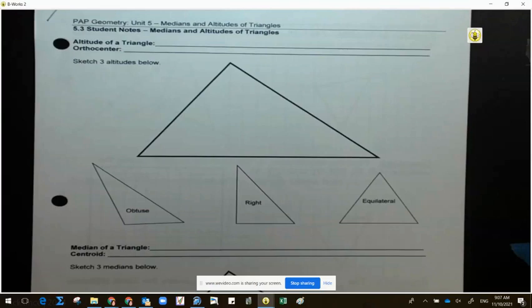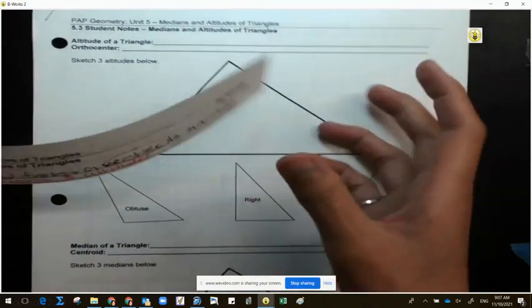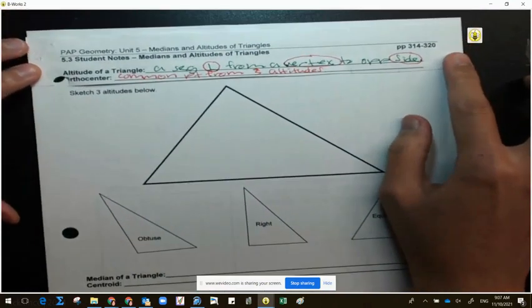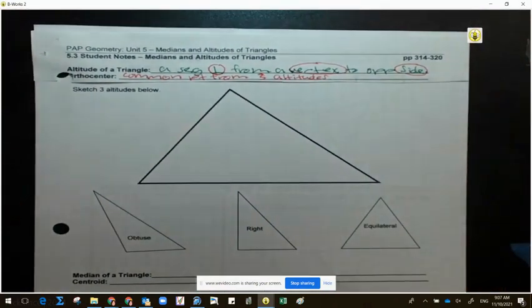Definition first. An altitude of a triangle is a segment that is perpendicular from the vertex to the opposite side. A segment that is perpendicular from the vertex to the opposite side.